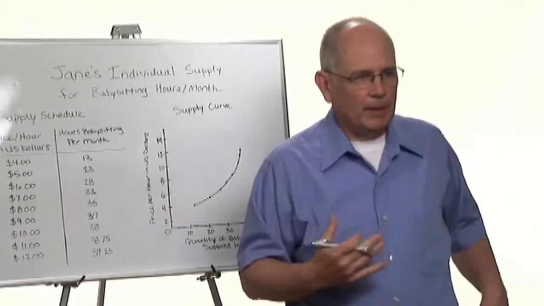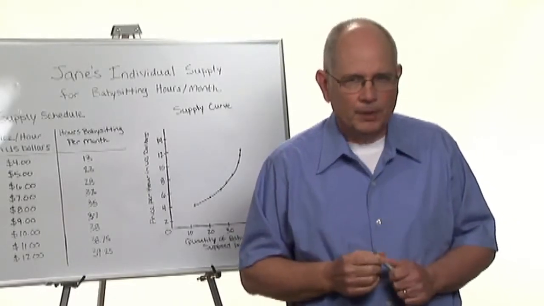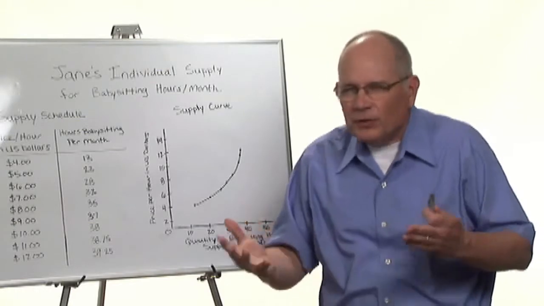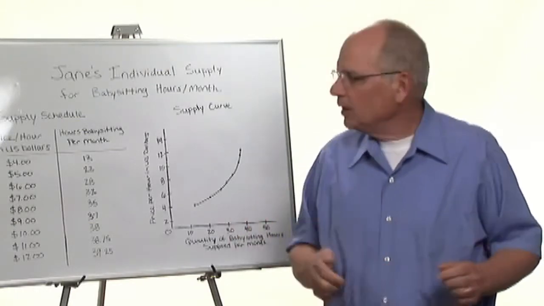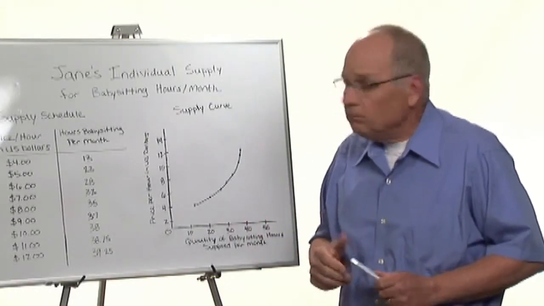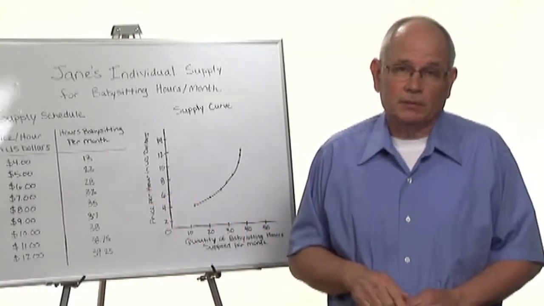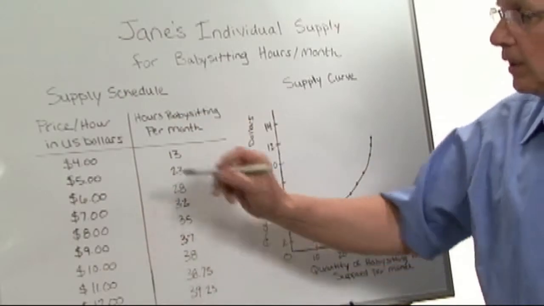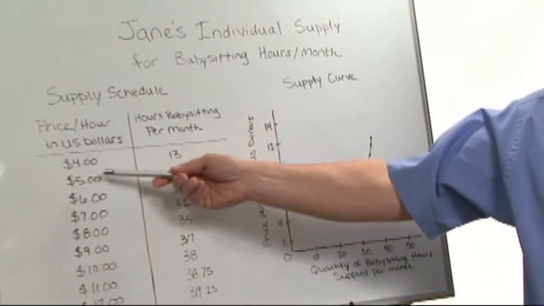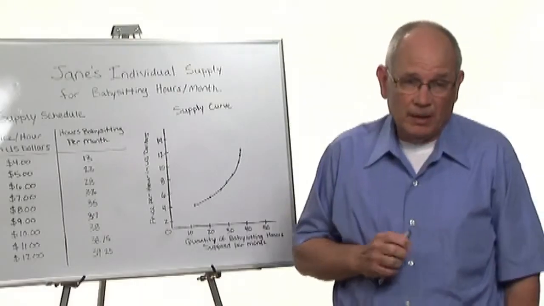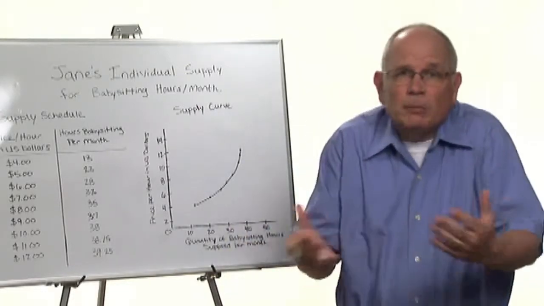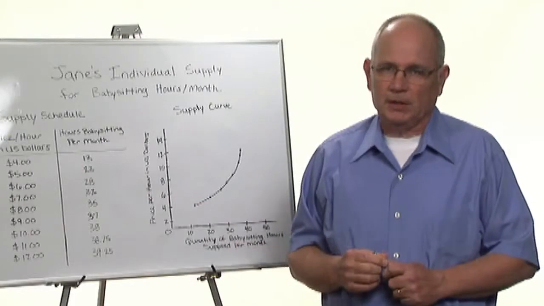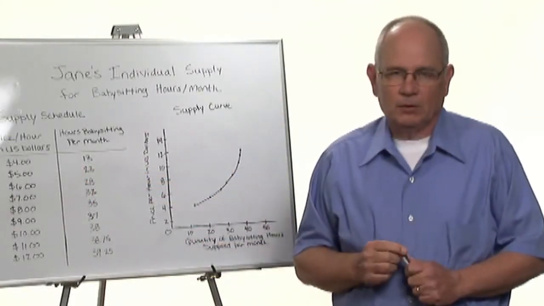Let's take a look at babysitting in the Oak Grove community. Specifically, let's look at Jane. Jane's a high school student. She wants to earn a little bit extra money to have a good time with, and she has a little babysitting service. And we can look at Jane's individual supply schedule. This gives us, at $4 an hour, Jane would only be willing to babysit 13 hours a month. That's probably just for her family. She doesn't earn much. She'd rather hang out with her buddies than be paid $4 an hour.